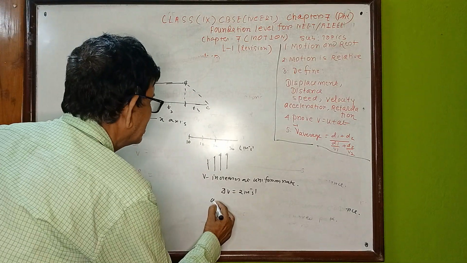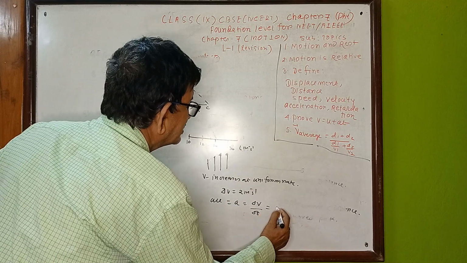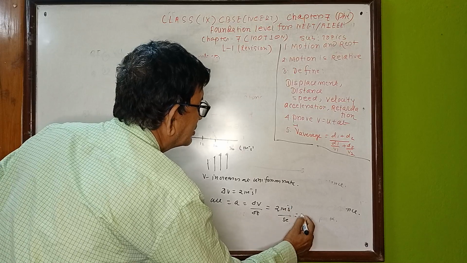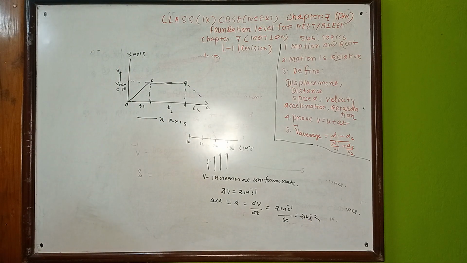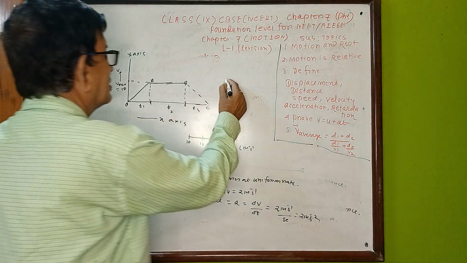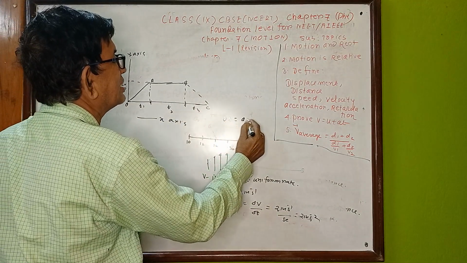So acceleration A equals change in velocity by time. That means 2 meter per second by second, that is 2 meter per second square. So rate of change of velocity, that means velocity change per unit time, is the acceleration. If velocity changes at a uniform rate, then it is uniform acceleration. If at a non-uniform rate, then non-uniform acceleration. As for example, OA represents accelerated motion.